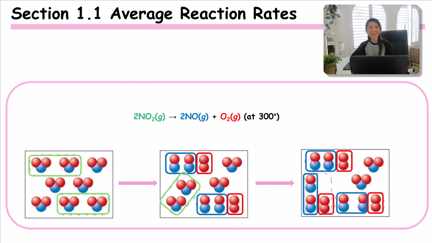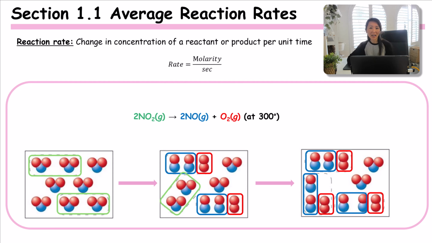Now, all of this reaction takes time. And notice the concentration of the NO2 is diminishing as the concentration of NO and oxygen is increasing. So the average reaction rate, we can define that as the change in concentration of the reactant or the product per unit of time. For simplicity's sake, its unit would be molarity over time, and that time would be seconds in particular.